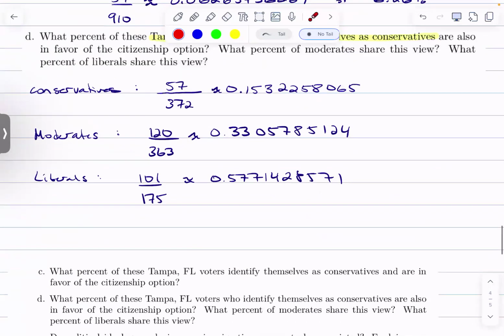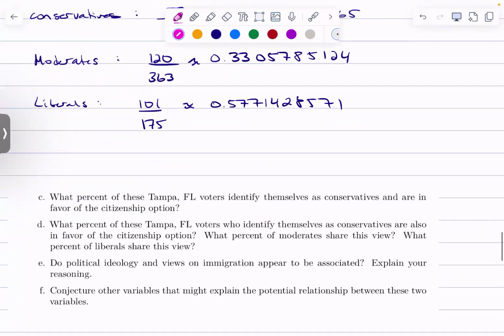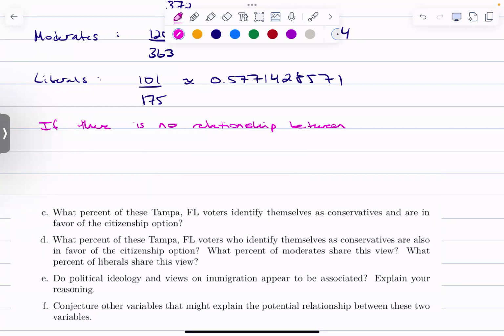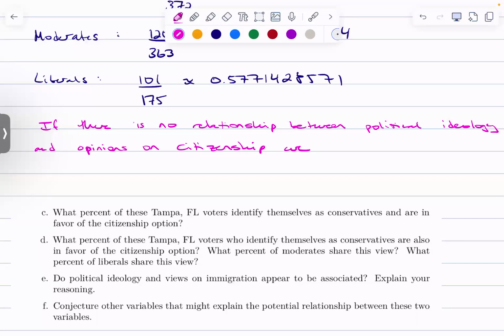So I guess I could do percentages, but if there is no relationship between, I don't know, how can I summarize it? Political ideology and opinions on citizenship, we would expect these proportions, right, or percentages, to be roughly the same.